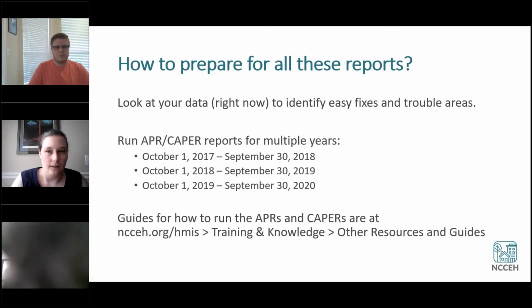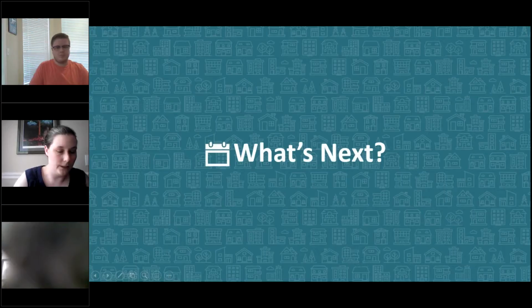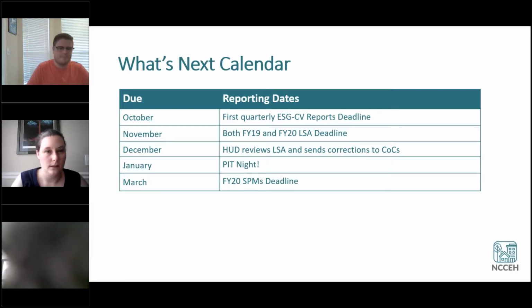Okay, great. All right, so we do want to also give you a heads up for what's next and some deadlines. I want to reiterate. So coming up, we've got an October deadline. The first quarterly ESG coronavirus reports are due. It's true that we don't have that report yet, but they will be due in October. In November, we've got our deadline for 2 reporting years of the LSA, fiscal year 19 and fiscal year 20.